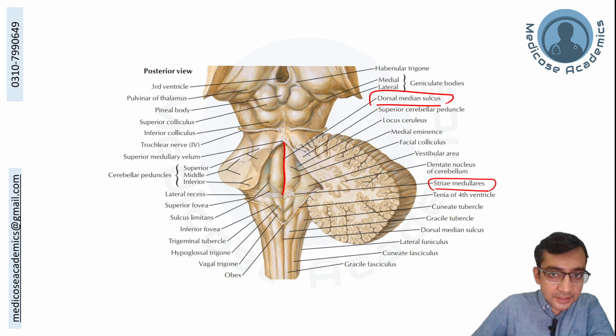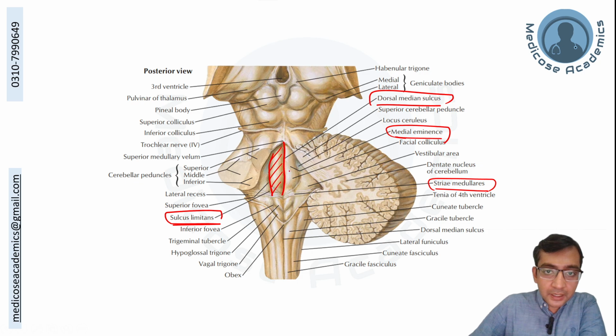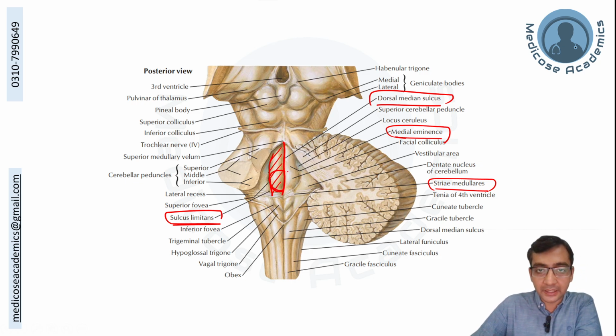Here you will see the sulcus limitans, and between these two, this raised area is known as median eminence. In this area, this lower part is a little bigger than the rest of the median eminence, and that little bigger part is called facial colliculus.